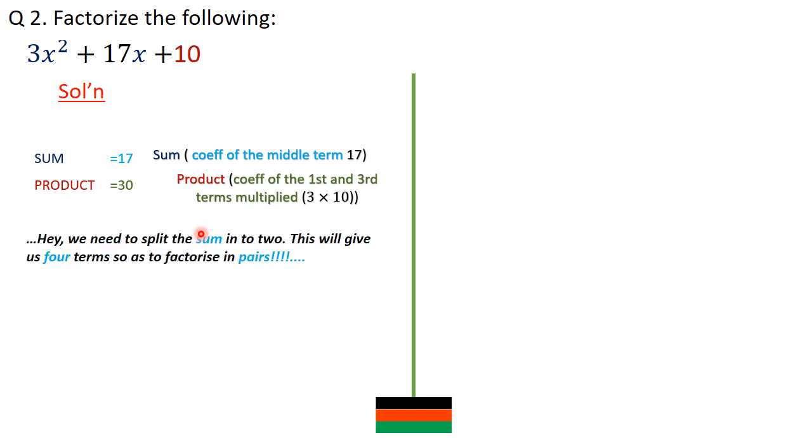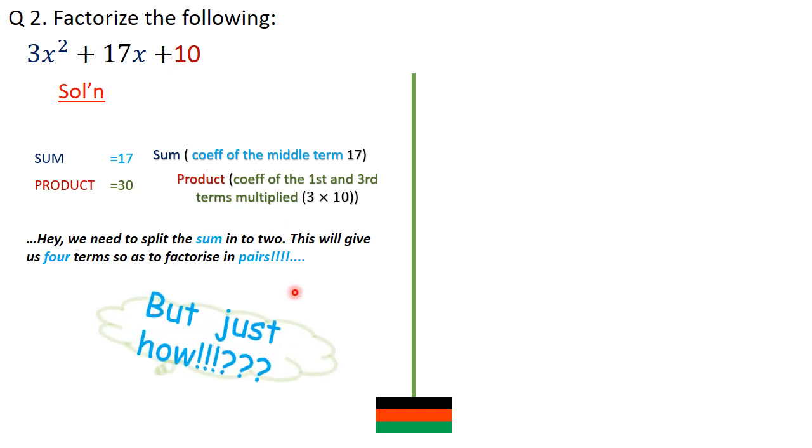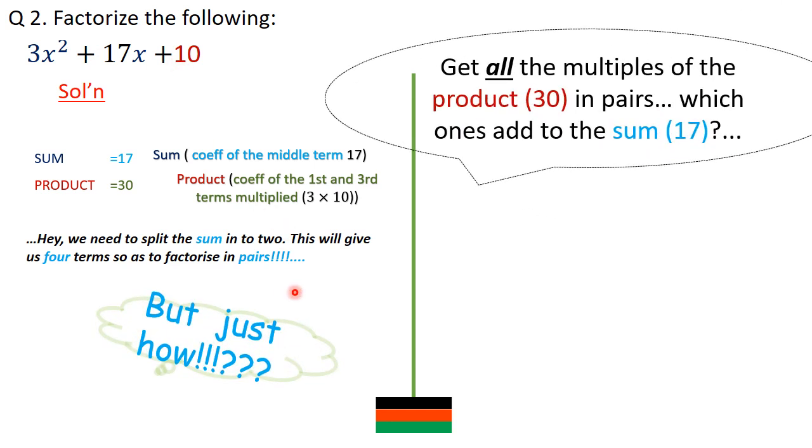The next thing, we need to split the middle term into two terms so that we have 4 terms in total, so that we can factorize in pairs. We have 3 terms here. We need to split the middle term into 2 terms. That is, the sum should be split into 2 to get 2 terms representing 17x, in which case we're going to have 4 terms in total. The question is just how do you do that? I'm going to show you here.